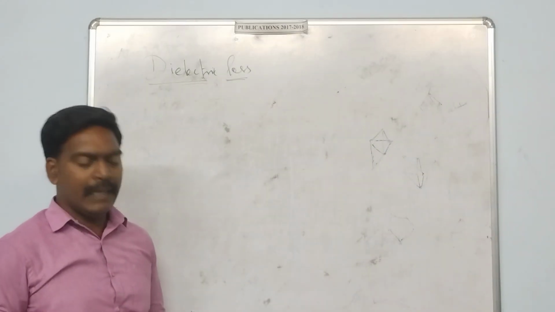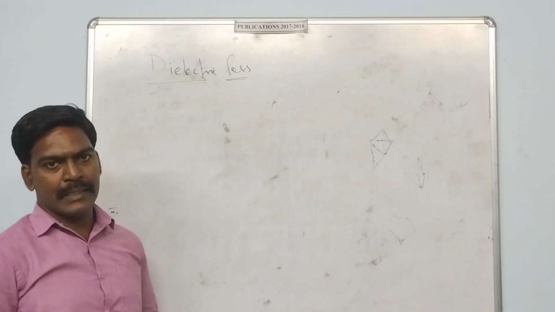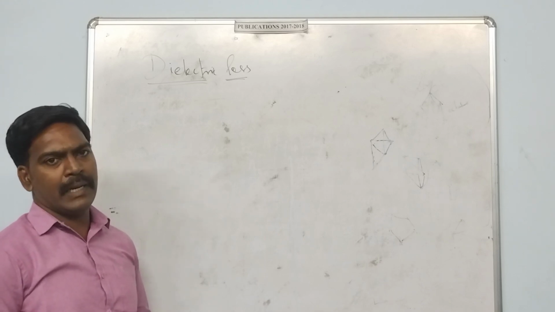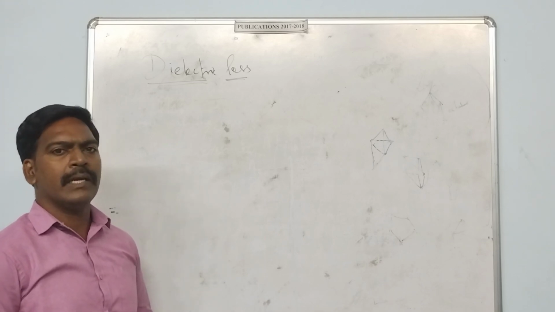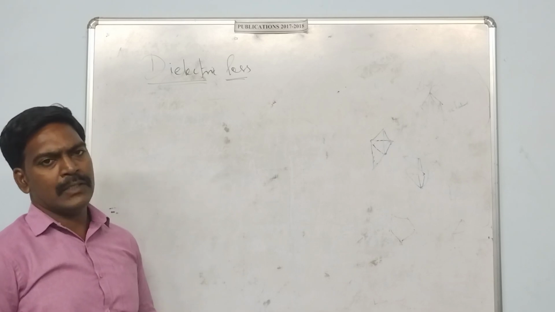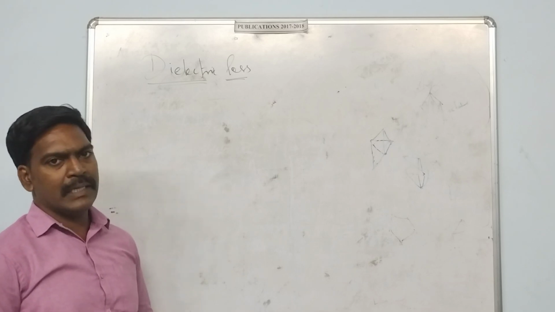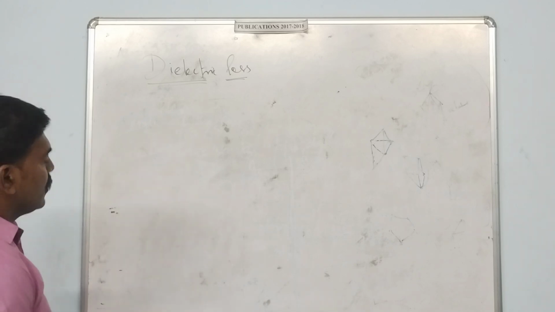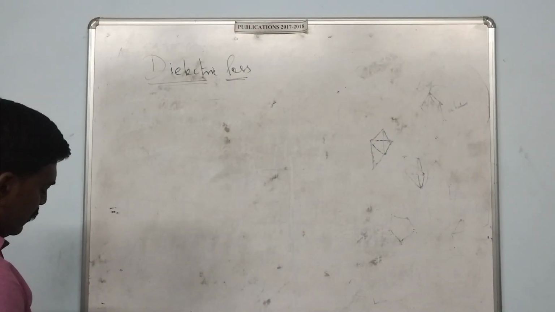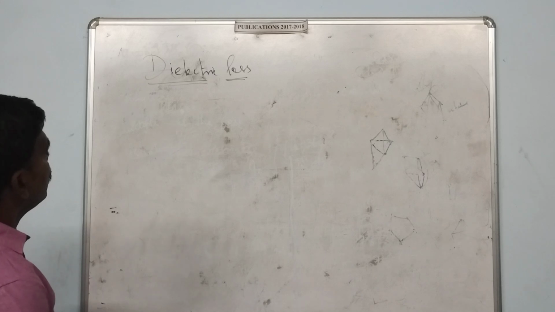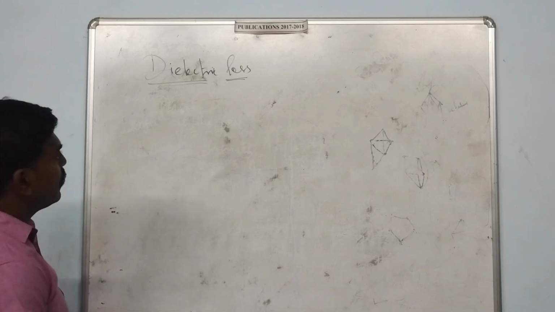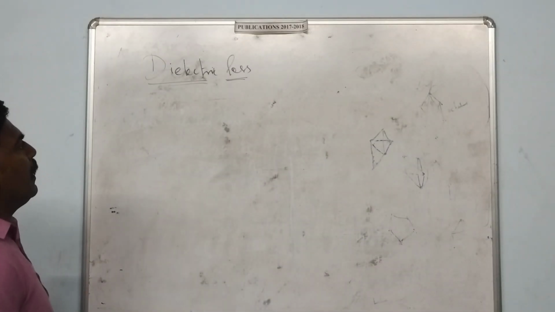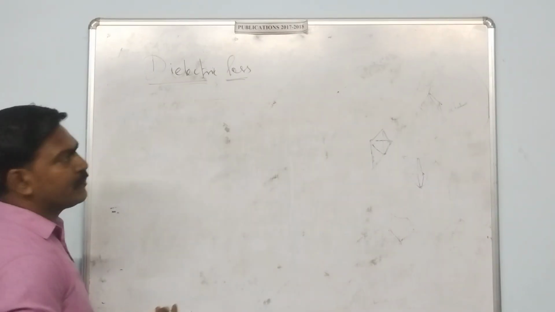Before we go into dielectric loss, first of all you should know what is meant by dielectrics. We know well that a dielectric is nothing but an insulating material. So dielectrics are otherwise called insulating materials. Many dielectrics are there: plastics, rubbers, wood and the like. In this video, we are going to derive the dielectric loss.